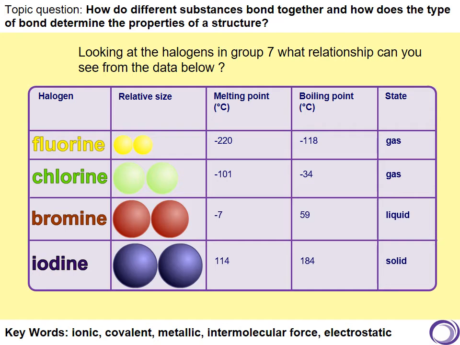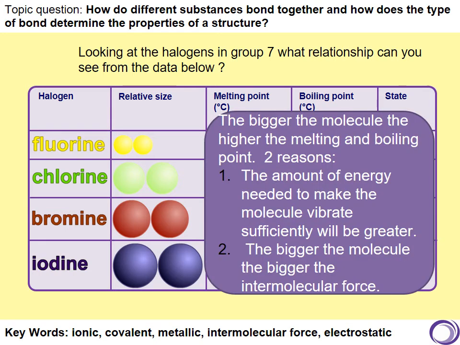We look at the physical states of them then. Fluorine and chlorine would be gases, bromine is a liquid, and iodine is a solid. To summarise then, we can say the bigger the molecule, the higher the boiling point. And there's 2 reasons for this. The amount of energy needed to make the molecule vibrate will be bigger if the molecule is bigger, and also the bigger the molecule, the bigger the intermolecular force.